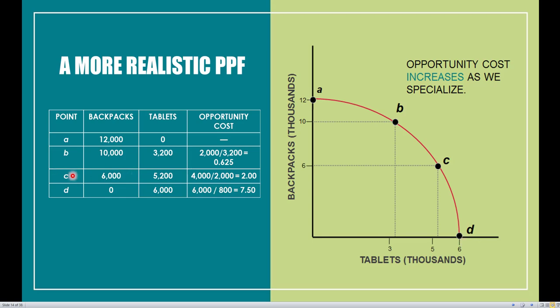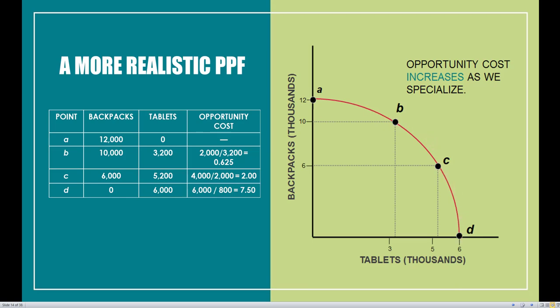As we go from point C to D, how many backpacks do we give up on the production of? 6,000. That goes in the numerator. How many tablets do we gain? We gain 800. That goes in the denominator. We simplify this down, 7.5. In order for us to produce one additional tablet, we now give up on the production of 7.5 backpacks.